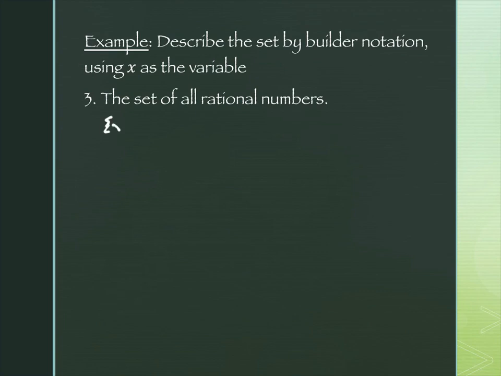So we're going to do x such that, and the only thing we can do right now is to sort of rewrite what we're already given. x is a rational number. And again, we'll come back and show another option for that before we're done.